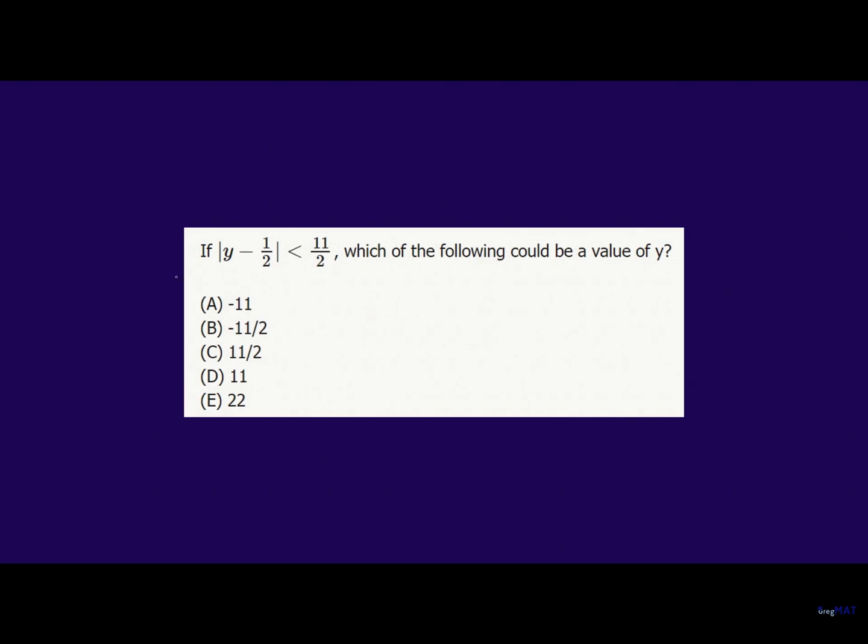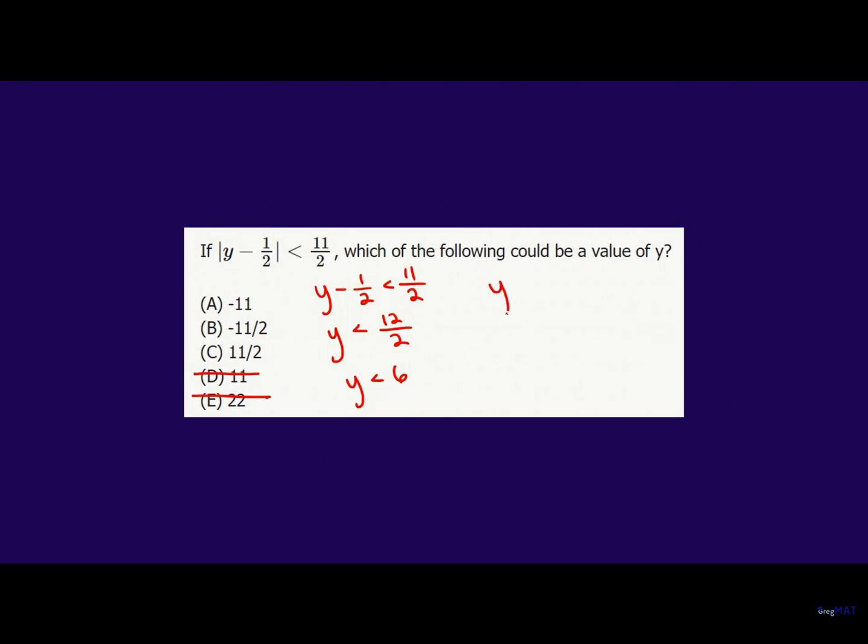Okay, let's go ahead and solve this one. So again, we have our two equations. In the first one, change nothing. y minus 1/2 is less than 11 halves, plus 1/2 to both sides. So y is less than 12 halves, which means y is less than 6. Is anything greater than 6 here? Well, yeah, this is greater than 6, and this is greater than 6. So we cross out D and E, right?